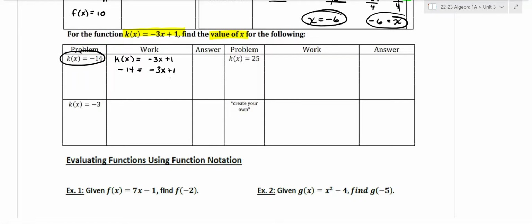Okay, so we're going to subtract 1 on both sides. Right, it cancels on this side. We get negative 15 equals negative 3x. And the final step is going to be to divide both sides by negative 3. Right, so negative 15 divided by negative 3 is going to give you 5. So then we know that x equals 5.